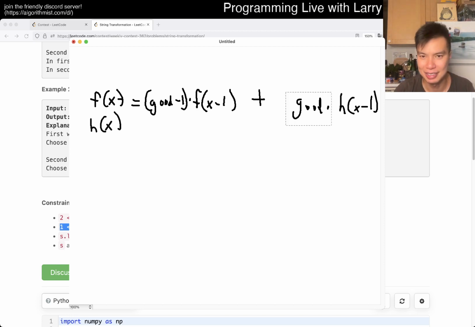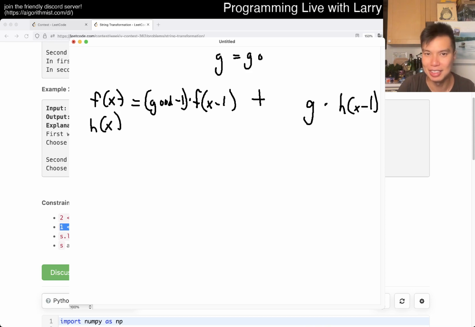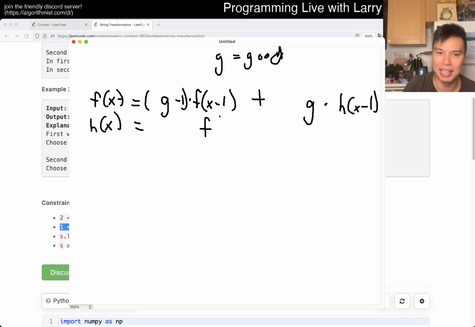Let me rewrite this and define it a little bit differently. G is equal to good, the number of good positions that we have, and good are just the number of positions that are matching. And then h of x is similar. The number of moves that we can do is n minus 1, so bad is just n minus 1 minus g. So going from a good state, how many states can you get to? Well, it's just the number of bad states, because every move from a good state gets you to a bad state.